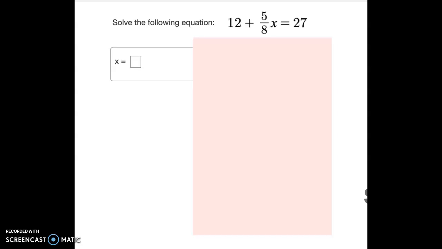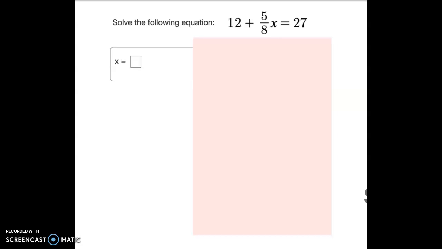So remember, when we are solving an equation, our goal is that we want to isolate the variable. So we want to get the variable, or the letter, on one side of the equal sign by itself. So in this specific problem, we want to isolate the x. We want to get the x on one side of the equal sign by itself, using our inverse operations.